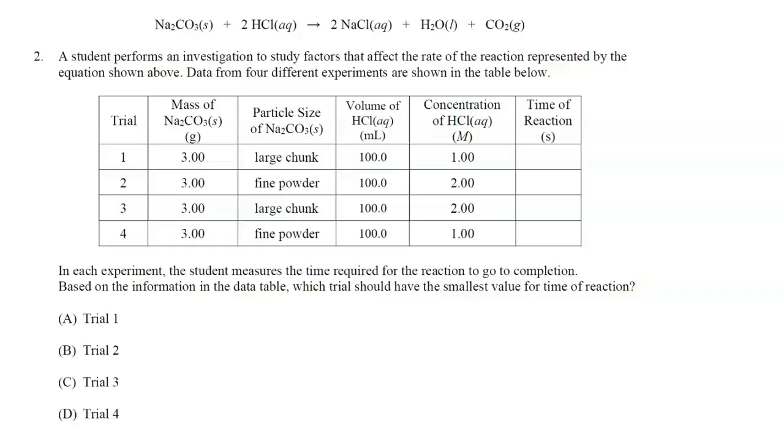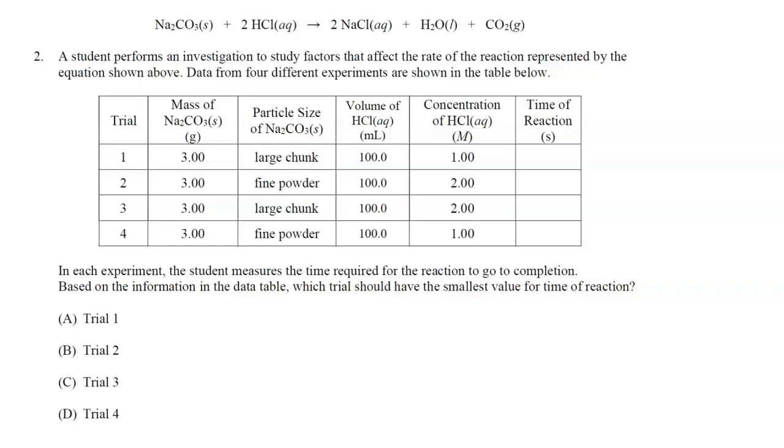So we see a data table with 4 different trials. Some of these variables are not changing at all. So for example, the mass of solid sodium carbonate that's used in all 4 trials is 3 grams. And in all 4 trials, the volume of aqueous hydrochloric acid is 100 milliliters.